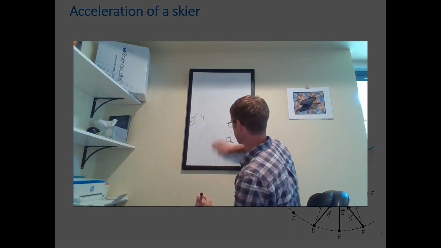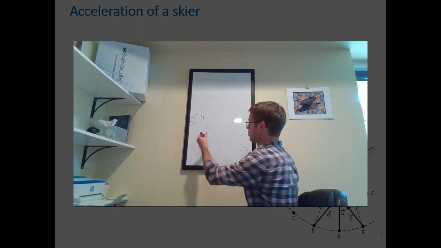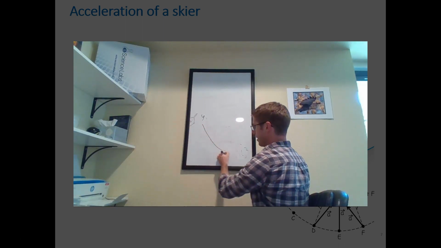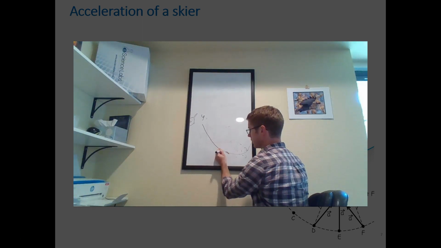So let's get rid of this picture here. Probably I should have used an eraser rather than my hand. Sorry. So here's our path, right? At point D down here, back a little more.